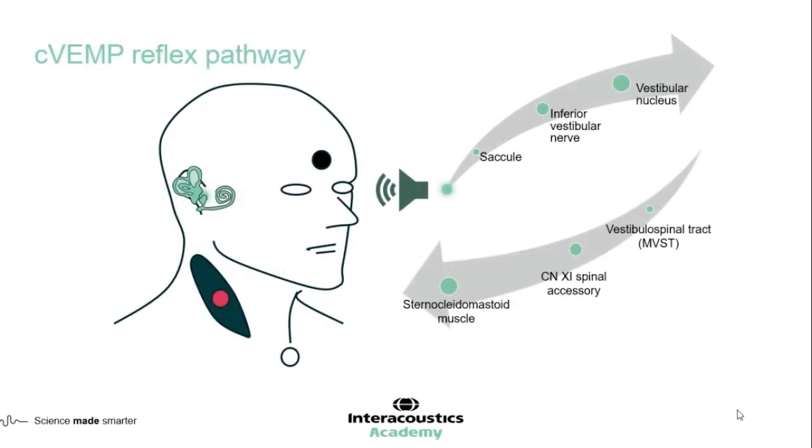So let's remind ourselves what the cVEMP reflex pathway is. We can stimulate using acoustic energy. This travels from the saccule up the inferior vestibular nerve, into the vestibular nuclei. There is some crossover, but predominantly it's an ipsilateral response coming down the vestibulospinal tract into the spinal accessory nerve, and then being recorded from the sternocleidomastoid muscle. And that's what we do when we stimulate on the ipsilateral side to the response measurement.